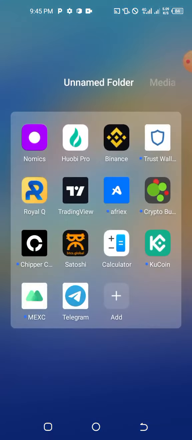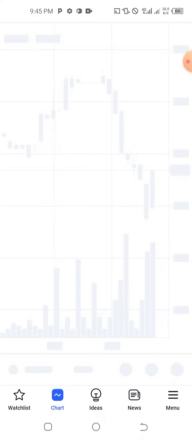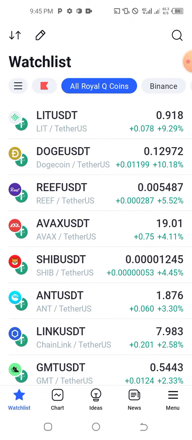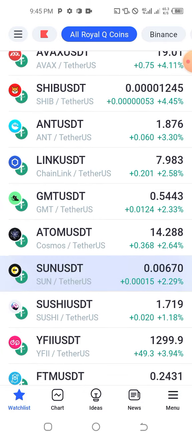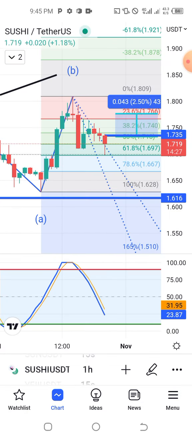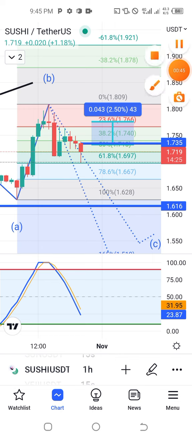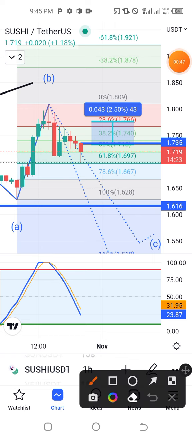So for example, I shared this signal for Sushi. Yes, I shared this signal. We can look for it. Sushi, where are you? Okay, Sushi is here. Now, this was the signal, and I marked it very well. Our 2.5%. Then we entered here. Okay, that was our entry.